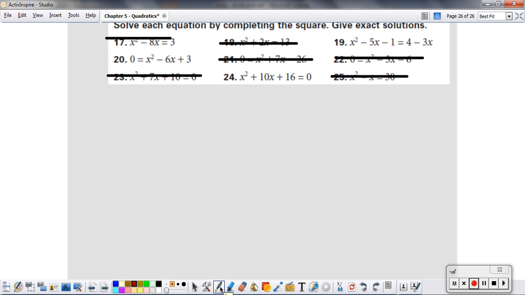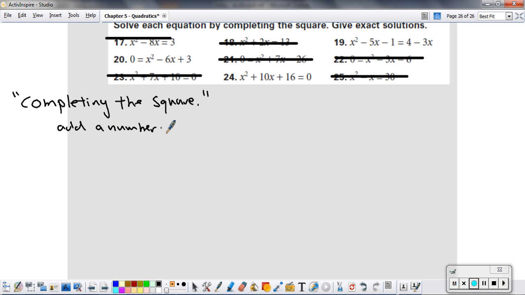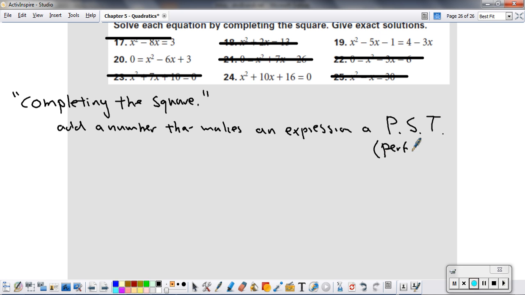Let's start with my very first example, which is not any one of these. It's actually what is completing the square. Now remember that to complete the square, it means that you're going to add a number that makes an expression a perfect square trinomial, and I abbreviate it as PST, perfect square trinomial.